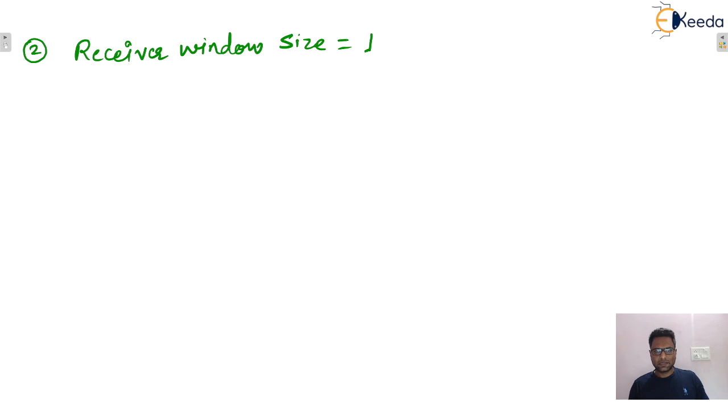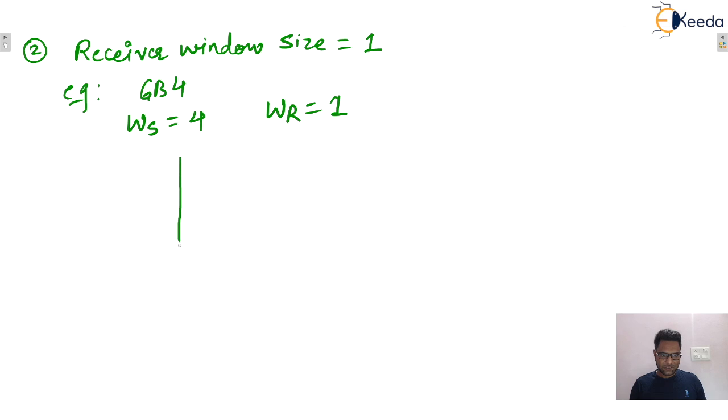Next, the second point, that is the receiver window. The receiver window size in GBN is fixed, that is always 1. Let's say one example is given to you, that is GB4. Here the sender window size will be 4 and the receiver window size is fixed, that is 1. Now, consider this scenario.